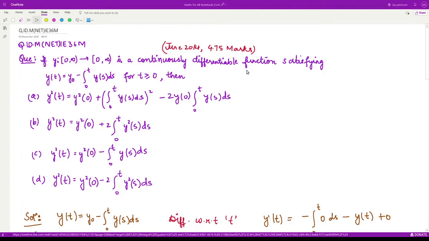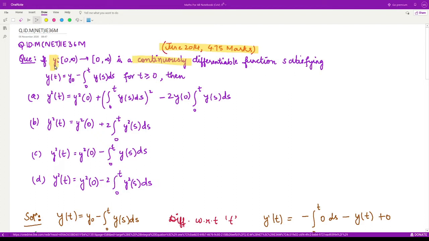In this video we shall see a question from June 2014 consisting of 4.75 marks. The question says: given y, which is defined on the half-closed interval [0, ∞), closed at 0, this function is a continuously differentiable function. That means the function and its derivatives are continuous functions, right? And it satisfies this condition.